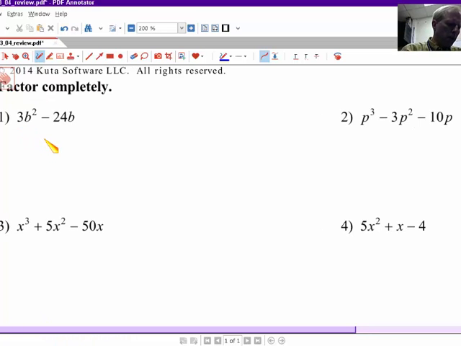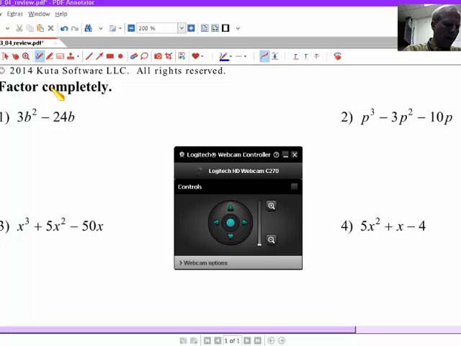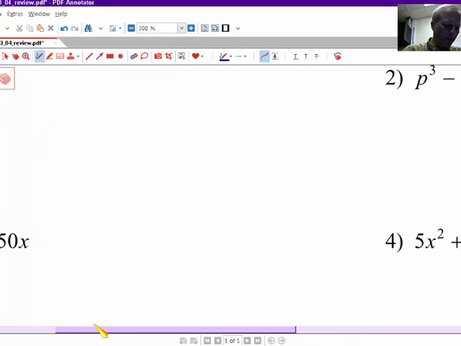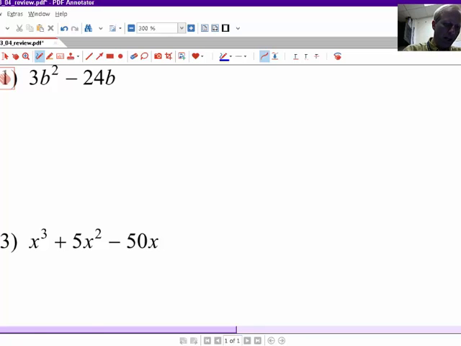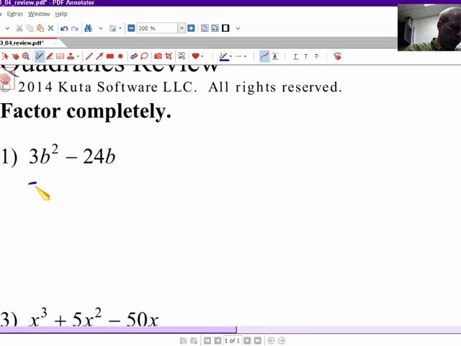So 3b squared minus 24b, I notice that I can divide out a 3 and I can also divide out a b. So I'm going to go ahead and do that. So I bring out a 3b and that leaves me with b minus 8.